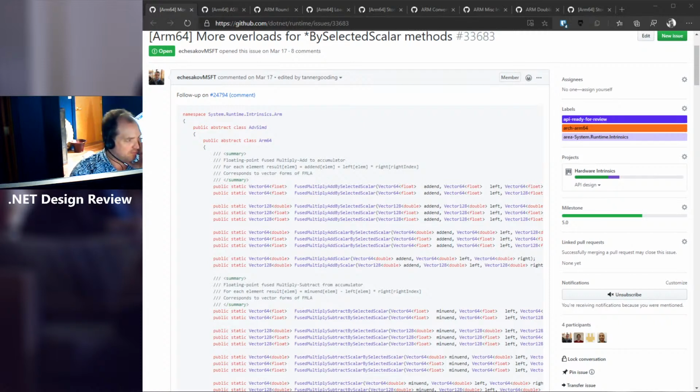I have a question about the multiply add by scalar top section. That has a right index. Correct. Would that be named by select, not by scalar?